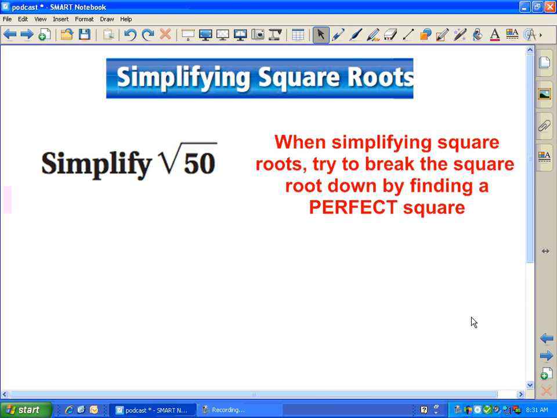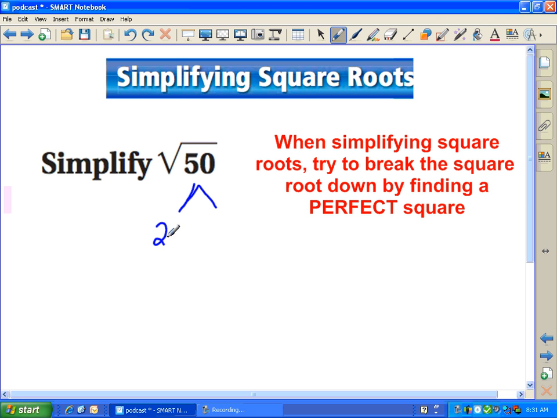In this problem, they asked me to simplify the square root. So I have the square root of 50. When I'm simplifying square roots that are just standing by themselves, there's no adding, there's no subtraction, I'm going to try to break the square root down into perfect squares. So this is what Mr. Phillips means. Think of a factor tree: 2 numbers that you can multiply together to get 50.